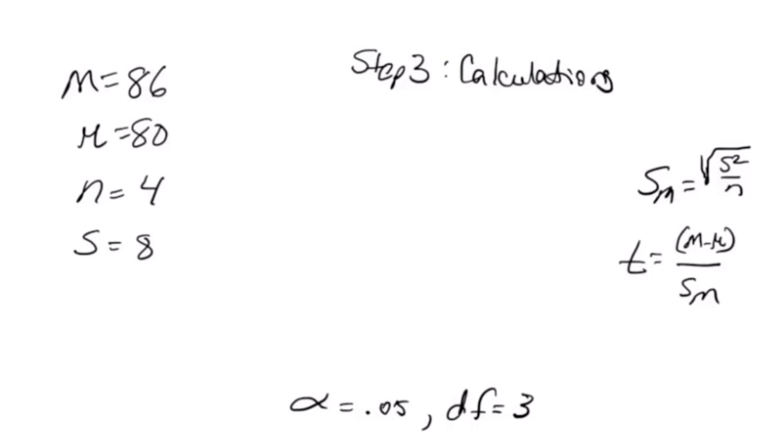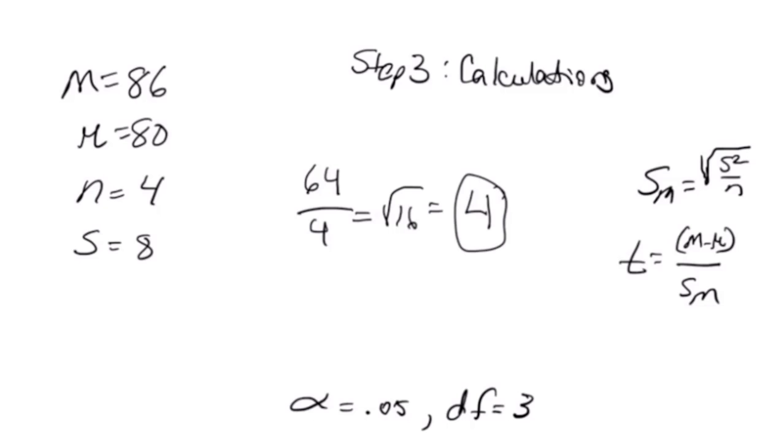Let's start with the calculations by finding the standard error. We're going to take the variance divided by n, but we only have the standard deviation, so I have to square that to find the variance. 8 times 8 is 64, divided by n, which is 4. So that gives us the square root of 16. So our standard error of the mean is going to be equal to 4. So we have more error this time around. We had less people in our sample, so as a result we have more standard error.